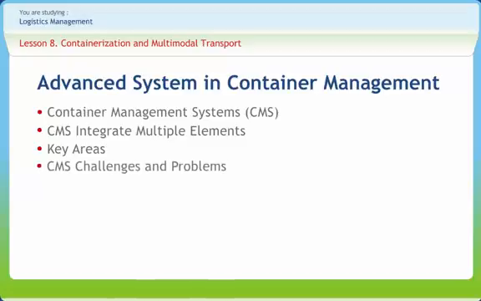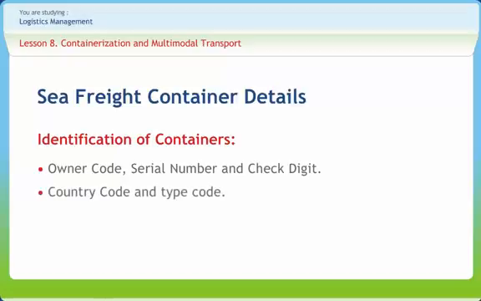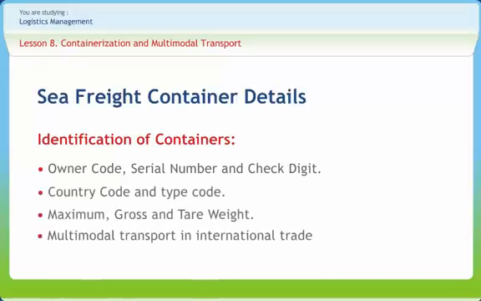But the main challenges and problems include logistics network complexity, difficult location tracking, security, government or environmental regulations, cost and an operational necessity but difficult to manage. There are certain details that the sea freight containers need to have in order to make the identification of the containers. These details include owner code, serial number and check digit, country code and type code, and maximum gross and tare weight.